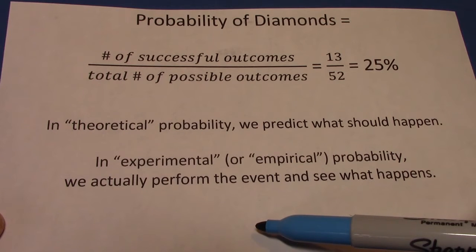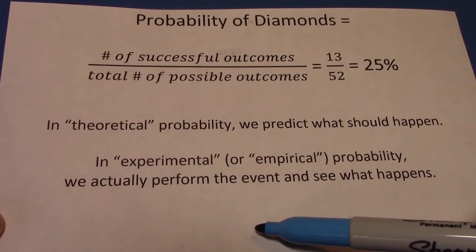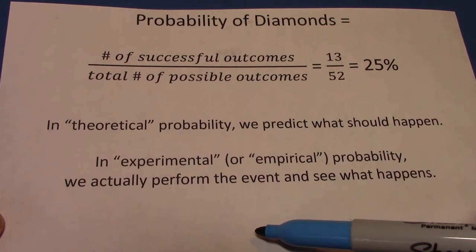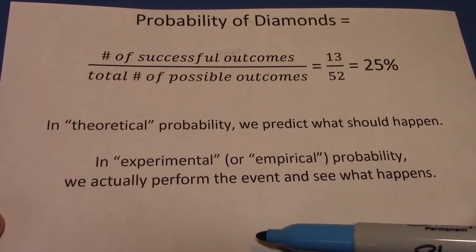There's a difference between the simple theoretical probability that we're calculating here and experimental or empirical probability. In theoretical probability, we are predicting what should happen. In experimental probability, we're actually performing the event and recording what happens. So for example, suppose we toss a coin 10 times. Theoretically, it should land on heads exactly 5 times and on tails exactly 5 times. But in reality, the coin might land on heads 6 times and on tails 4 times. The more times that we toss that coin, however, the closer the experimental probability will get to the theoretical results.